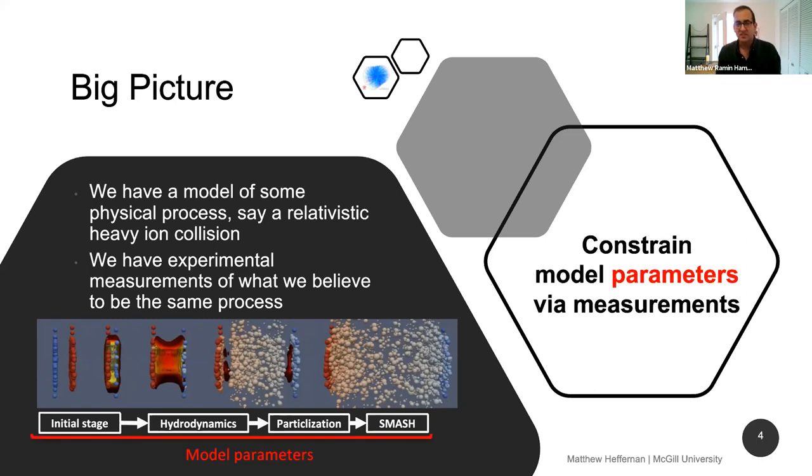The way that we accomplish this is through systematic model to data comparison. Each of these models, for example, just here in a sample workflow, I'm giving an initial stage, hydro, particleization, and then SMASH, each of those models has a parameter or sets of parameters. By systematically comparing the outputs of the models to measurements, we can constrain those parameters and get a sense of what they are with a quantified uncertainty. So that's the overall big picture that we're going to be looking at.